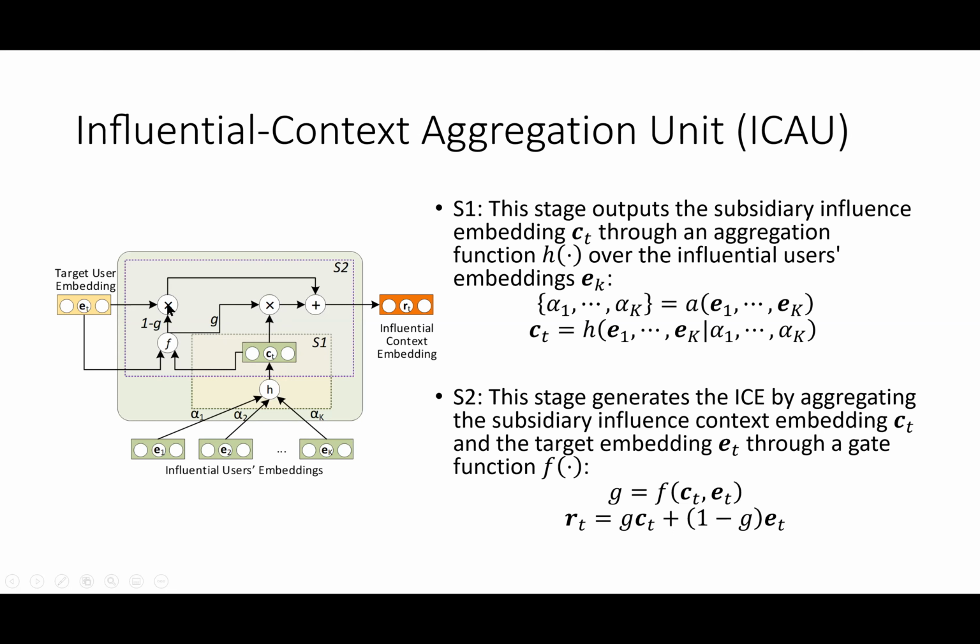And this ET can be combined with 1 minus G, and then we combine these two together to form the T's representation in this influential context. So that's basically a function here, right? So we have CT and ET, we form them into a gate to learn the joint representation, and that joint representation can be combined through this gate in this way, and then form the influential context embedding.